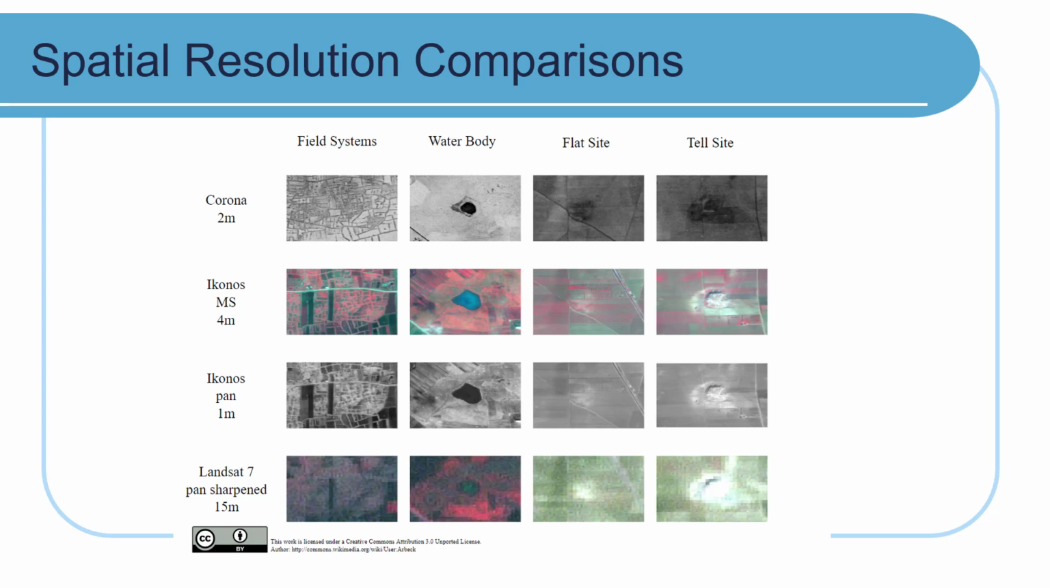So here is another comparison of spatial resolution. We're looking across the top at field systems, water body, flat site, and a towel site. And then just comparing those 2 meter, 4 meter, 1 meter, and 15 meter resolutions. So you can see that with finer resolution, you can see more details, and the images become sharper and easier for the human eye to interpret.